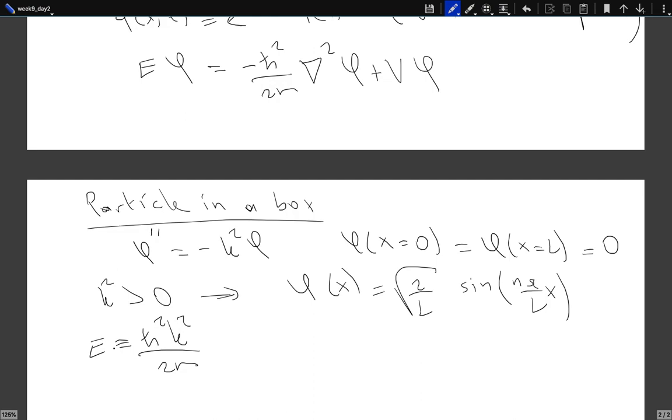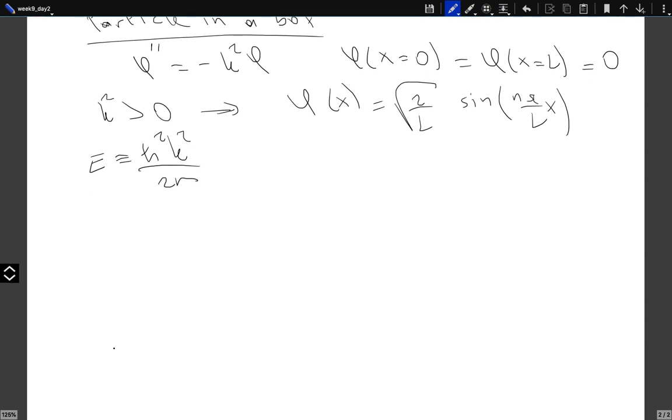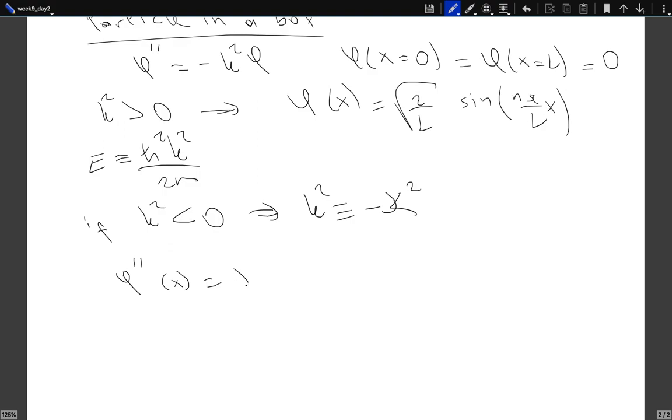You see, energy contains the potential energy. Potential energy can be both positive or negative. So we will see many examples where the total energy will turn out to be negative. So what happens if k squared is less than 0? Well, let us just define some positive kappa squared. If this is the case, then the second derivative of the wave function as a function of x should be kappa squared times phi.